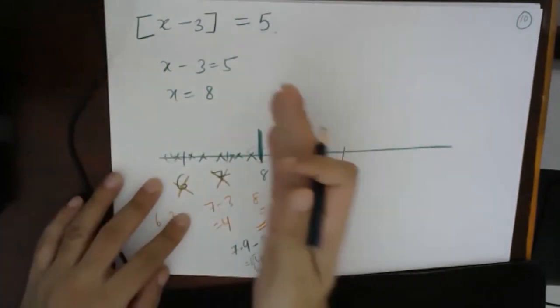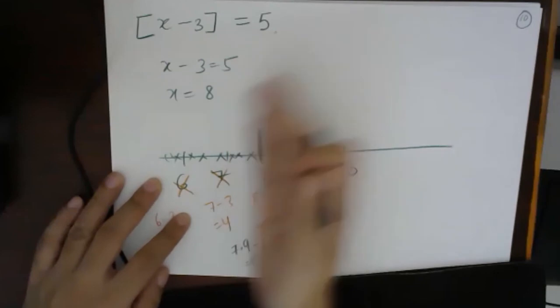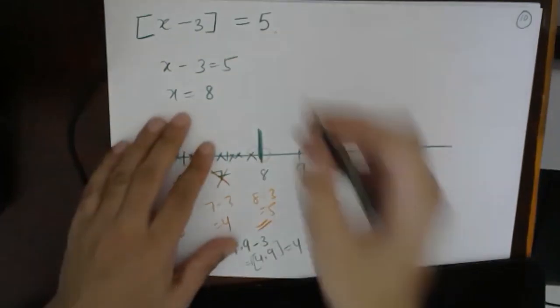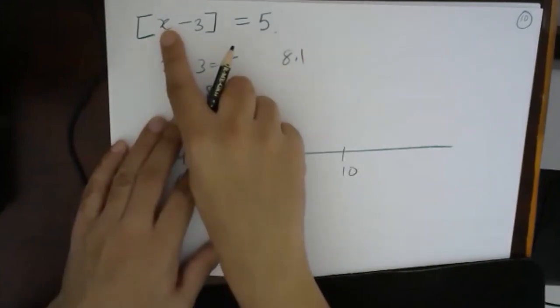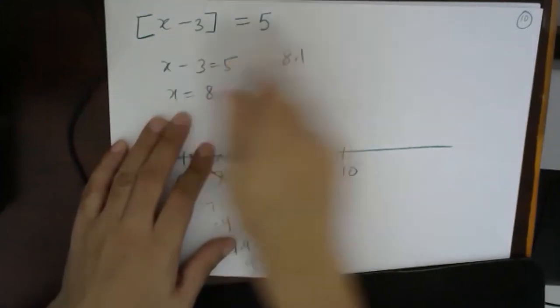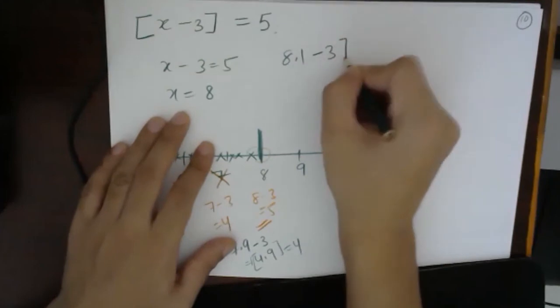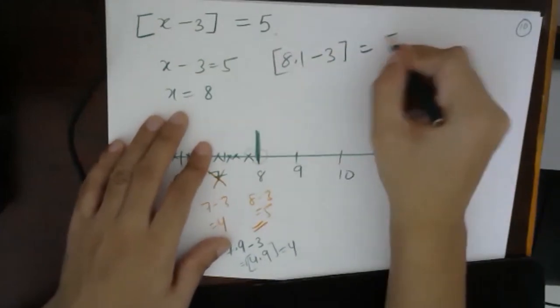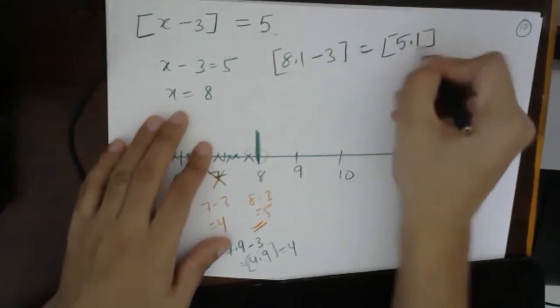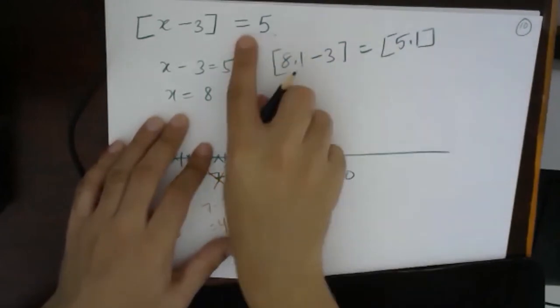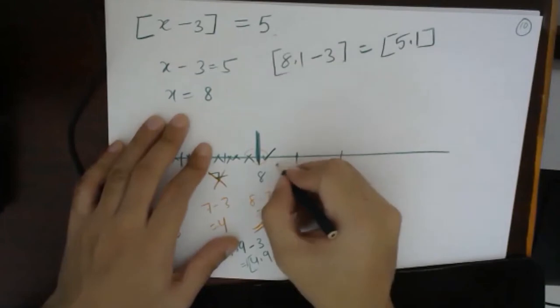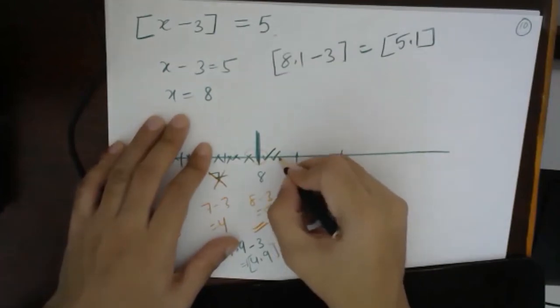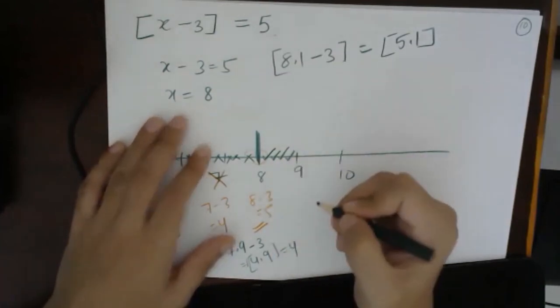Okay. Now let's take any value after 8. Let's take the value 8.1. If I substitute x as 8.1, 8.1 minus 3 is what? 5.1. The greatest integer of 5.1 is 5. So that means 8.1 is okay. Same thing will happen with 8.2, 8.3, 8.4 and so on.